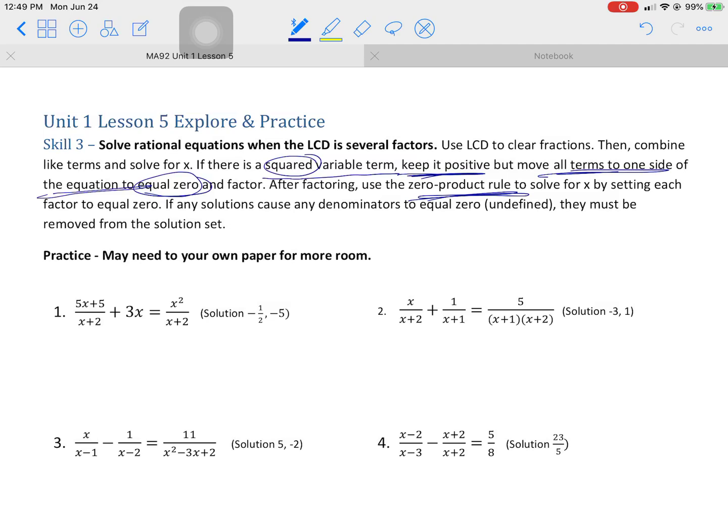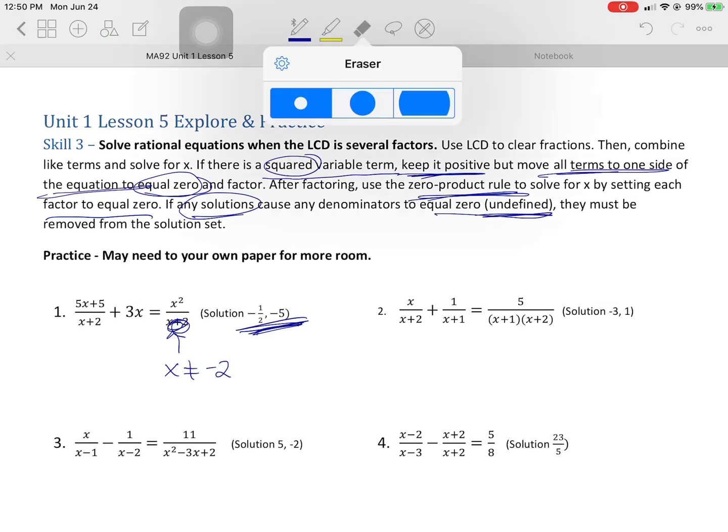Use the zero product rule to solve for x. I think we did that in lesson 2 by setting each factor equal to 0. One of the new things in this section is that after you get your solutions, notice that solutions can be more than one number. You need to check that these solutions do not make an undefined expression. In other words, x can't be -2 here, because that would make 0 on the bottom, and that makes an undefined fraction. So one of your solutions can't be that. Do not include any solutions that make the rational expression undefined.